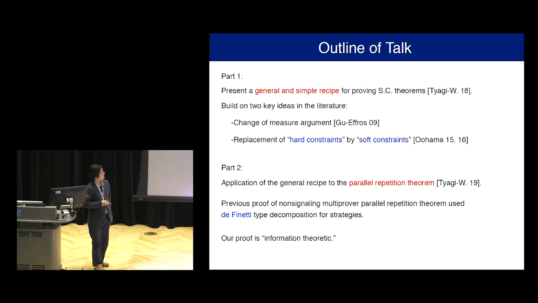In the second part of the talk, I'm going to apply this recipe to the parallel repetition theorem. Previously, a version of the parallel repetition theorem was proved by using a de Finetti type decomposition argument, which is quite a difficult argument. And by using our recipe, we can provide an alternative proof for this claim using a purely information theoretic method.